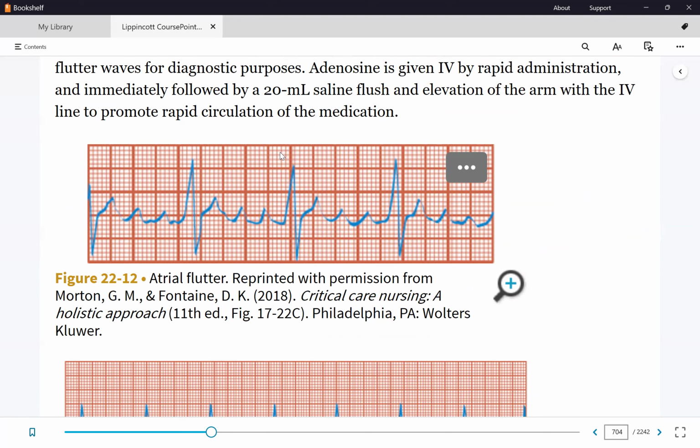They call it a sawtooth appearance. Okay, so look at that. Look at how many flutter waves there are. 1, 2, 3, 4. So there are 3 flutter waves before the QRS. So it's very regular. It has a pattern. But again, are these P waves? No, they are flutter waves.